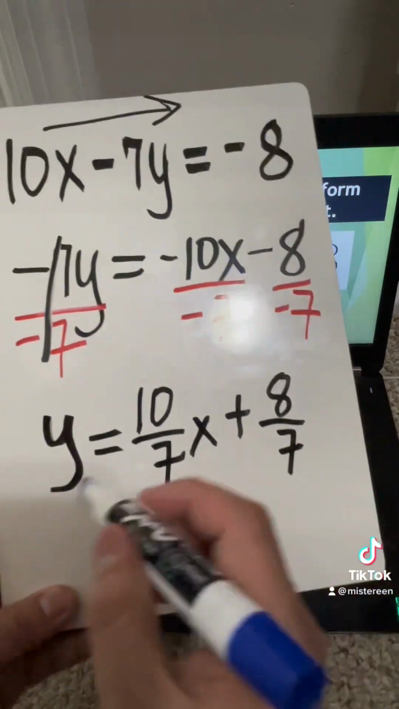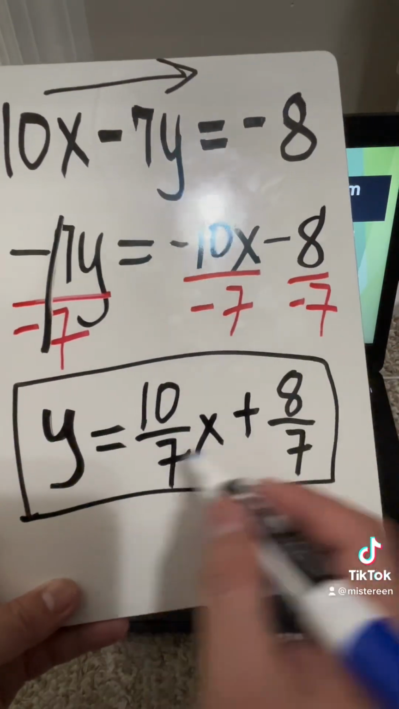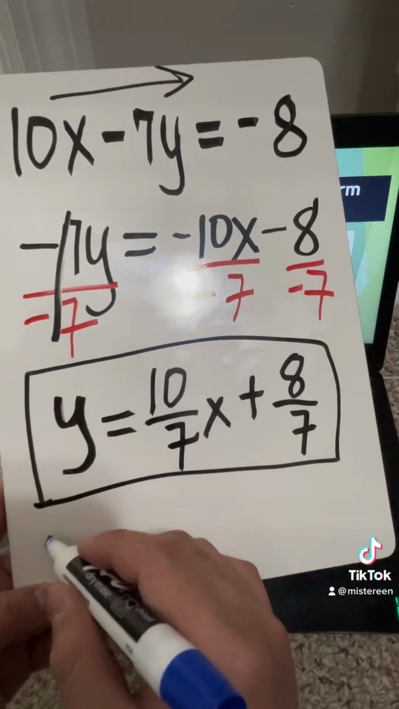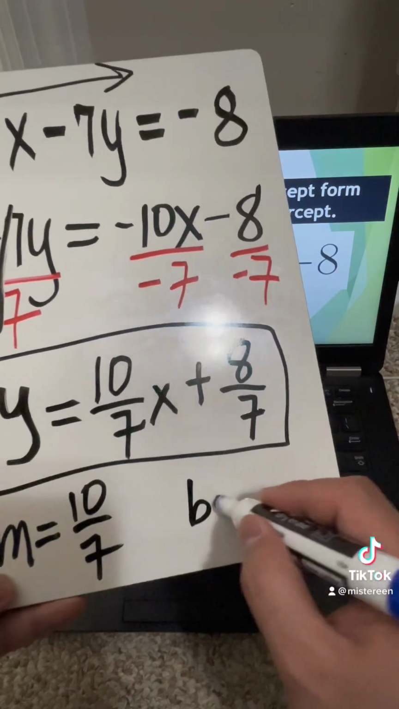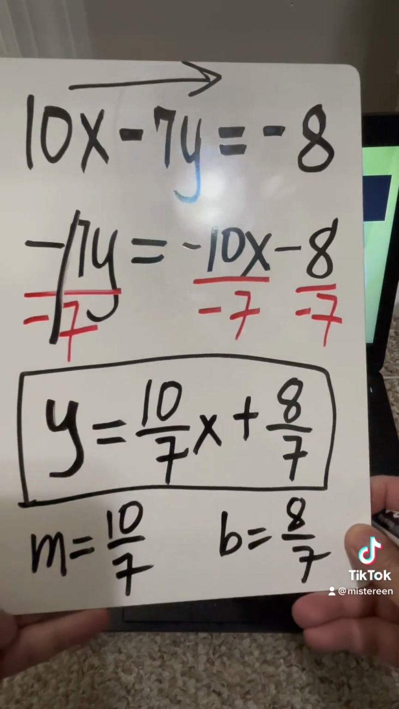Okay, so as you can see, this is already mx plus b format: y equals mx plus b. And because this is mx plus b, I can now say that my slope is 10 over 7, and my y-intercept is 8 over 7, if you are asked about the slope and y-intercept.